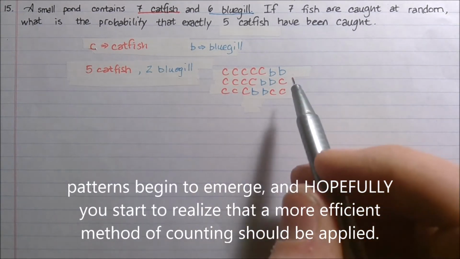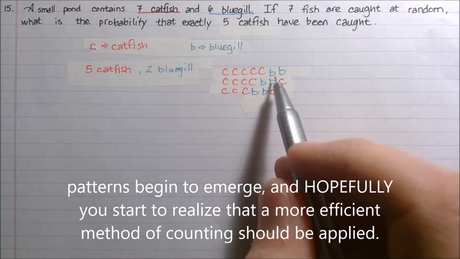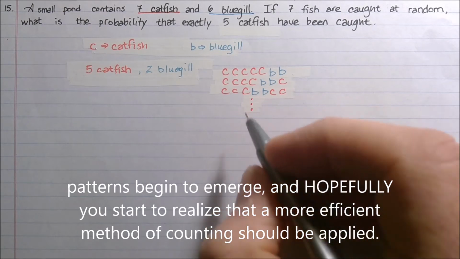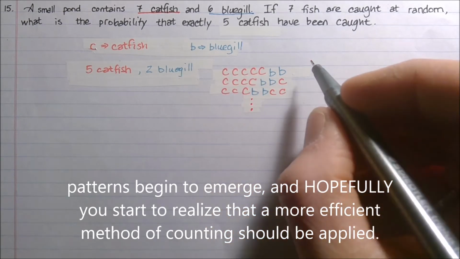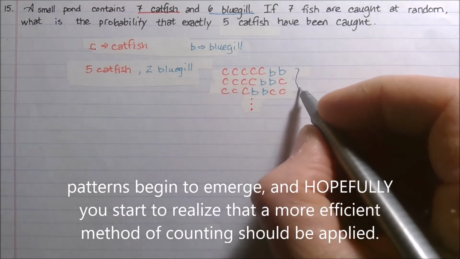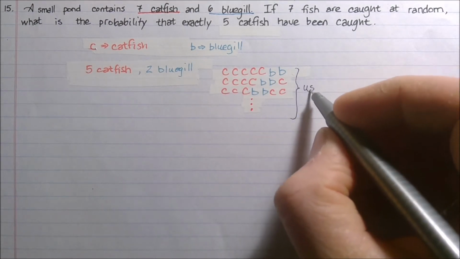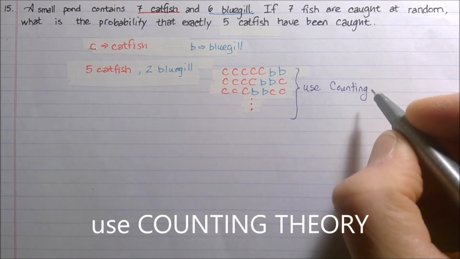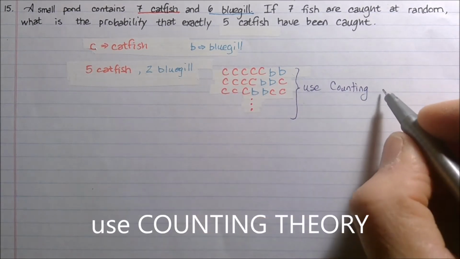And then someone's going to say, well, there's nothing telling us that the 2 bluegills have to be caught together, and so on. We've got so many different possibilities here. So it's probably a smarter idea for us to use counting theory to figure out how many different ways we could catch those 5 catfish and 2 bluegills.